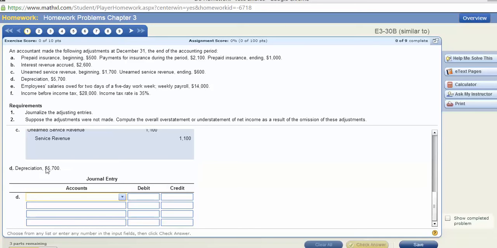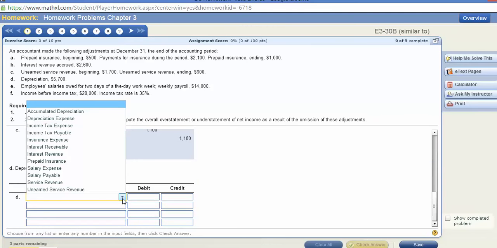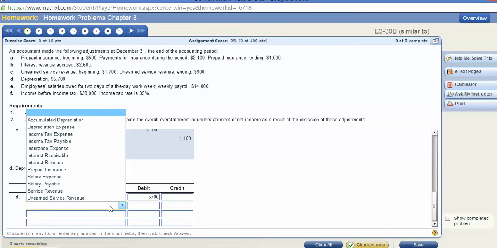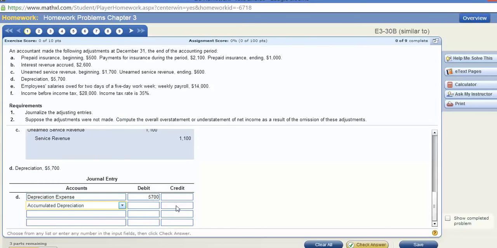Let's look at the depreciation account, which again is considered an adjusting entry. It's an adjusting entry because there's no cash involved. The only cash that was involved was when the asset was first bought. So very easy entry. We debit depreciation expense. And then probably the trickiest part of this is that you do book accumulated depreciation for 5,700.